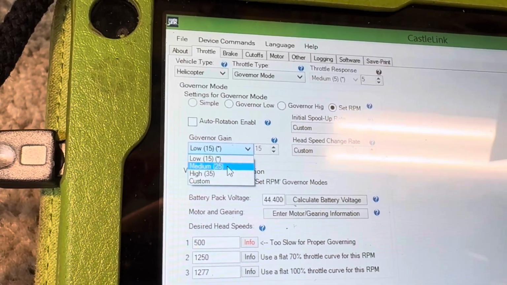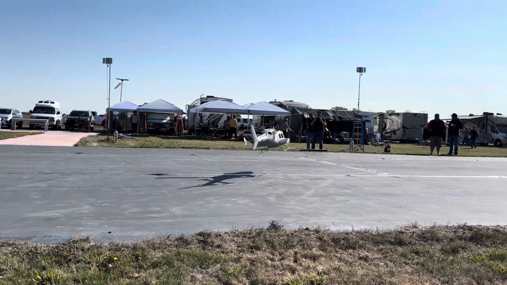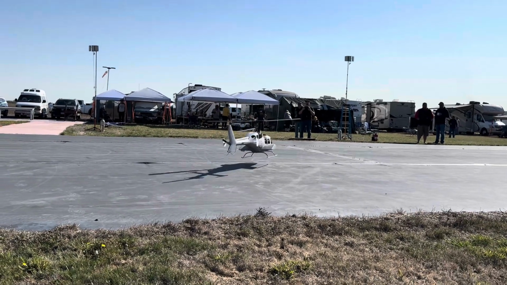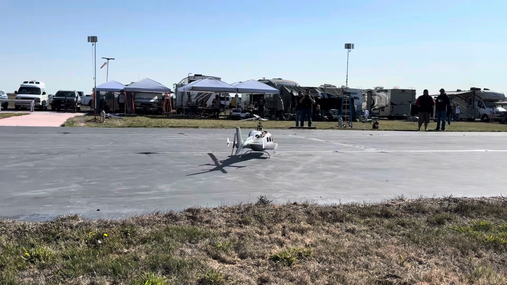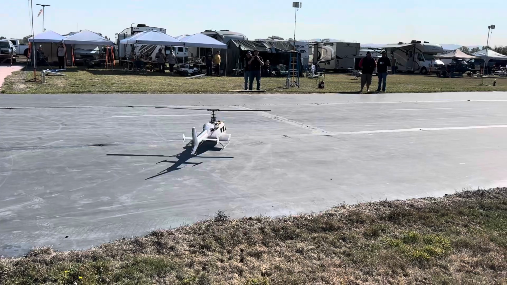But we were getting the chirping noise. Oh, it's got that weird chatter on the motor, though. Every motor you have.